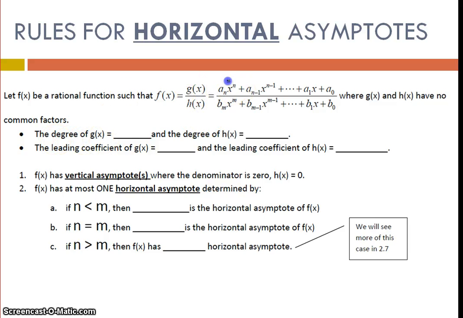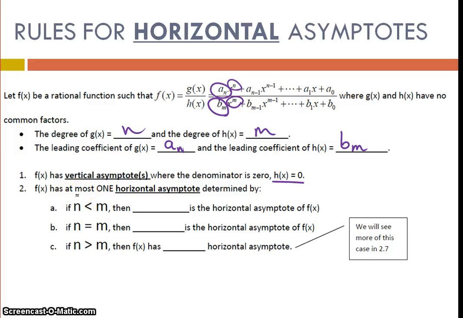The degree of the numerator was n, the degree of the denominator was m, the leading coefficient of the numerator is a sub n, and the leading coefficient of the denominator is b sub m. So it has a vertical asymptote wherever the denominator equals 0. You just set your denominator equal to 0, and those are your vertical asymptotes.